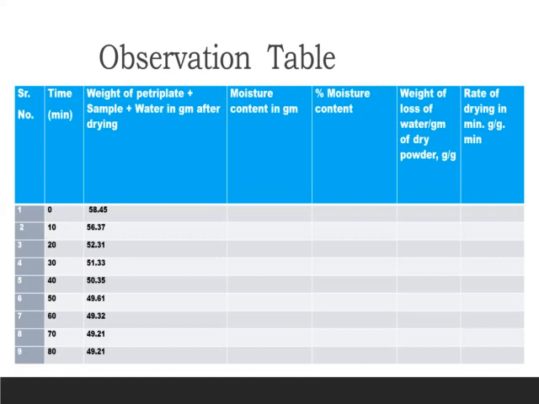These are the observations from time 0 and after each 10 minute interval, the weight of the Petri plate. From these observations, we calculate the moisture content, percentage moisture content, weight loss of water per gram of dry powder, and the drying rate.